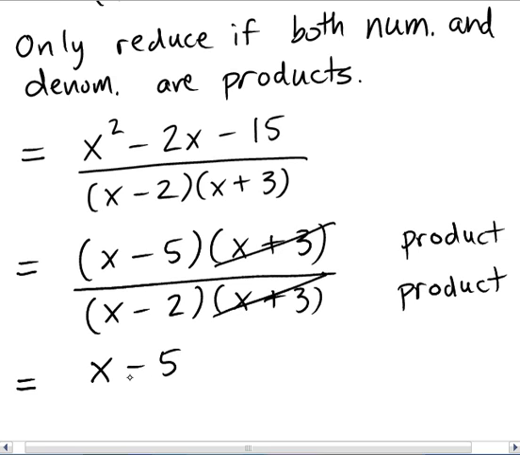Okay, perhaps in another video I will elaborate on canceling and exactly what that is and why we're allowed to cancel those. But for now I wanted to illustrate that you needed products before you canceled.